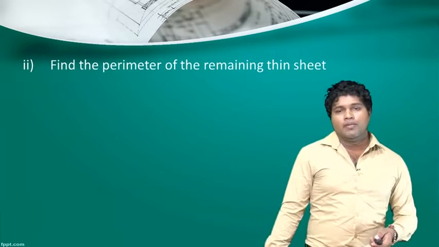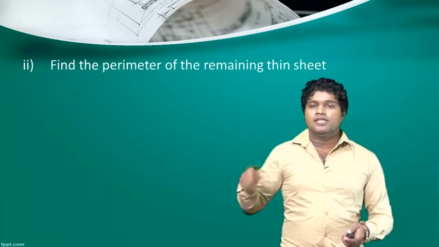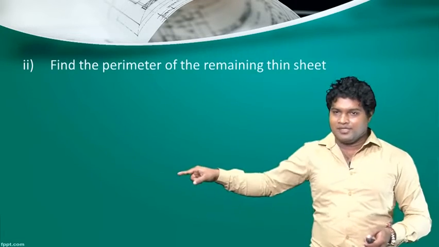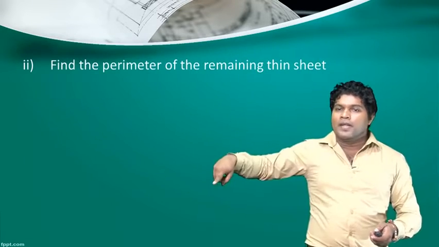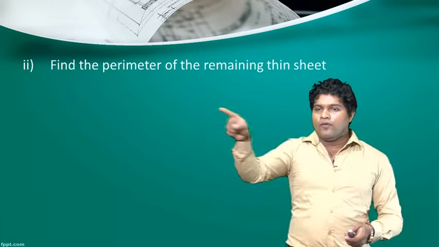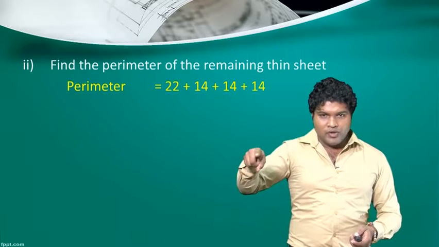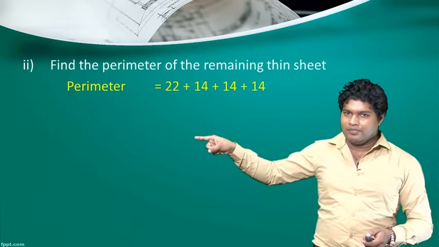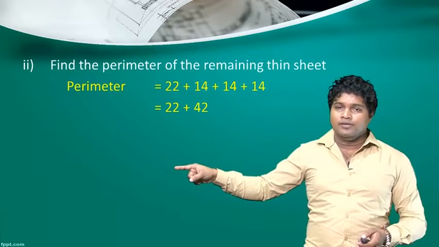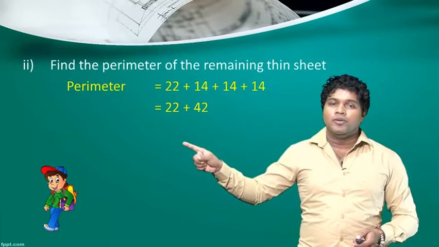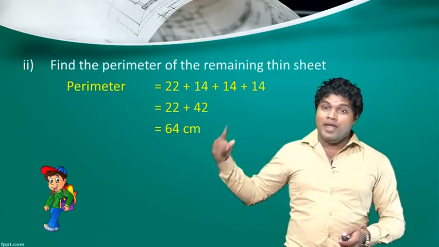Find the perimeter of the remaining thin sheet. The remaining thin sheet consists of an arc length as well as three straight lengths. Therefore, in addition to the arc length you previously obtained, 22, you add 14 plus 14 plus 14. The perimeter is 22 plus 14 plus 14 plus 14. 22 plus 42 for the three straight lengths. When you add, 42 plus 22 will be 66 centimeters. That is the perimeter of the remaining thin sheet.